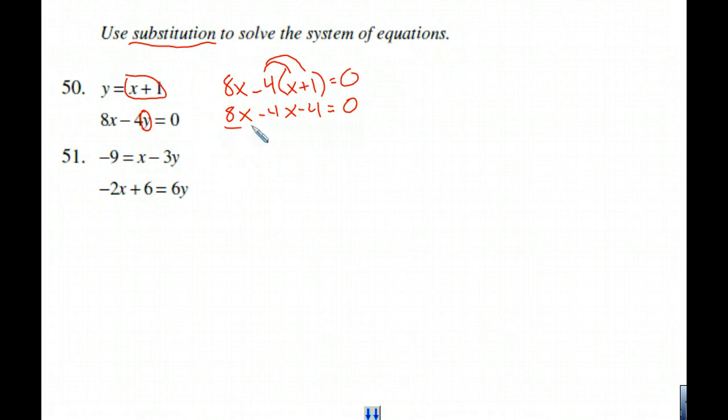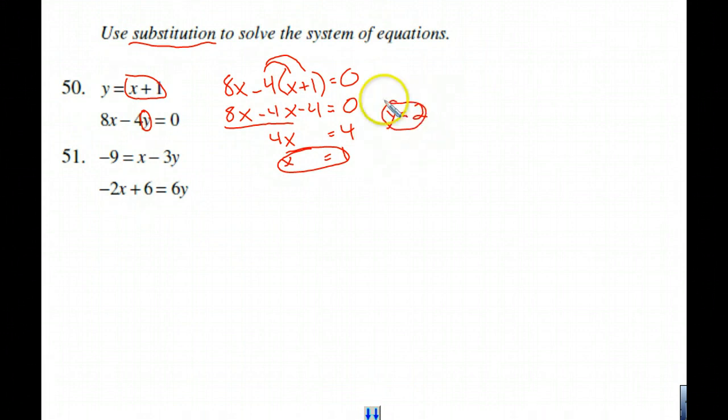We'll have 4x here, and if I add 4 to both sides, I'll have 4x equals 4. 4 times what is 4? x equals 1. That's only part of the answer. We know that y is 1 more than x, x plus 1, so we know that y is going to equal 2. We just plug x back in here. So our answer is (1, 2).